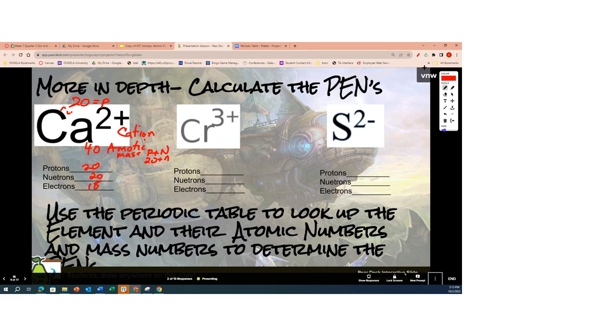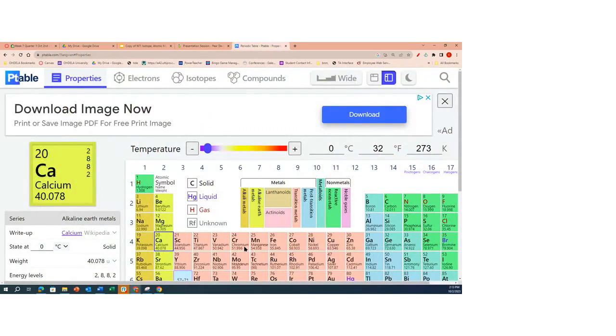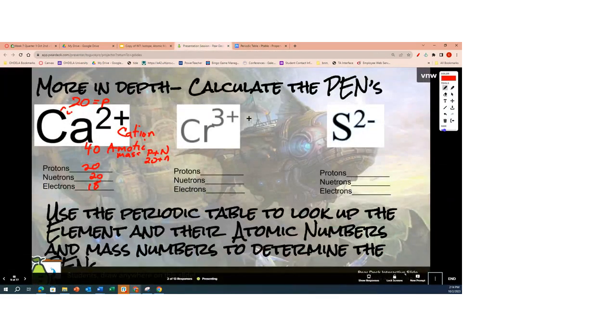All right, so chromium, let's go back to the periodic table. Cr, right there, chromium is 24 and 52. I'm rounding that. So my atomic number is 24. So that means I put that for 24. My atomic mass is 52. So that is 24 plus some number gives me 52.